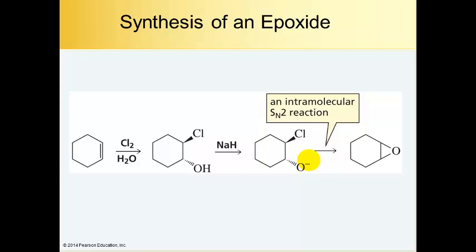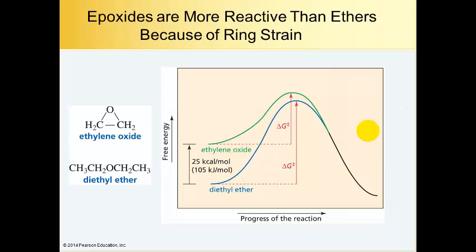Recall synthesis of an epoxide. One way to make an epoxide is to take a double bond, do halohydrin formation, so we have a chlorine and an OH in the trans position. Then we use sodium hydride to pull off that proton so that we have this species right here. And then we can have intramolecular SN2, or literally backside attack, so we have this oxygen reach out there and kick the chlorine out to make an epoxide. Epoxides are more reactive than ethers because of the ring strain.